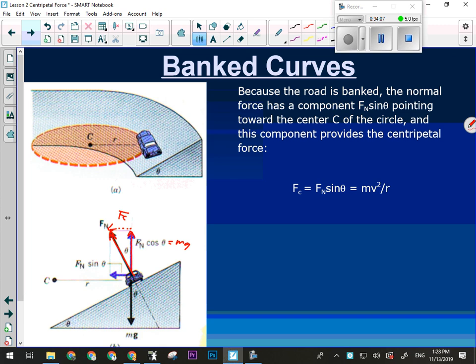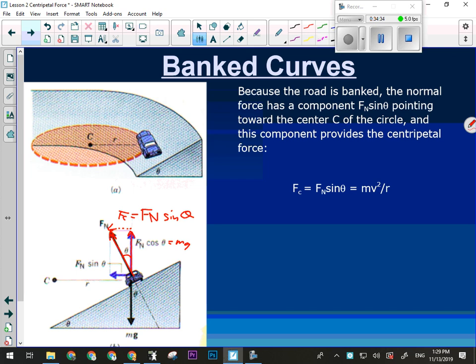Okay, so Fc, this side here, is the opposite side to this angle, which is why they have it saying Fn times the sine of theta. Fn is the hypotenuse, multiplied by the sine of theta gives me the opposite side. For this side here, which is equal to gravity, it's normal force times the cos of theta because it's the adjacent side. Everybody okay with that?